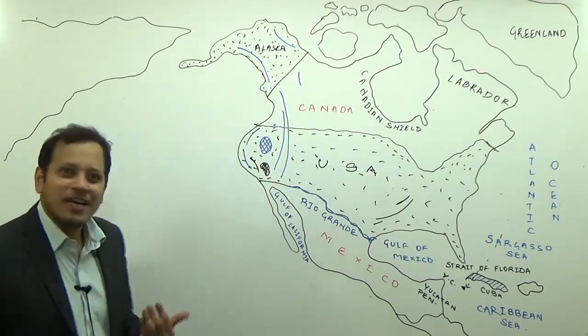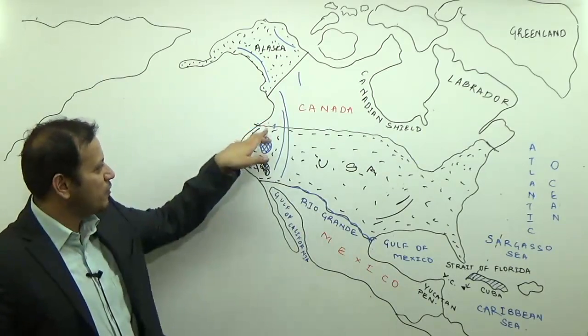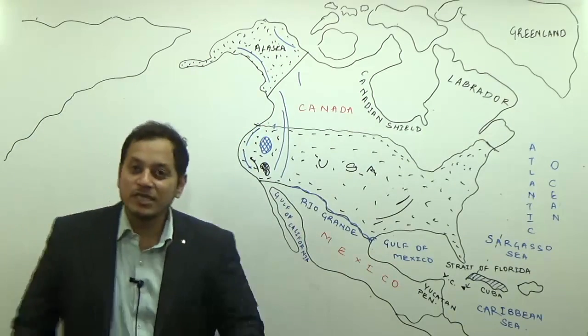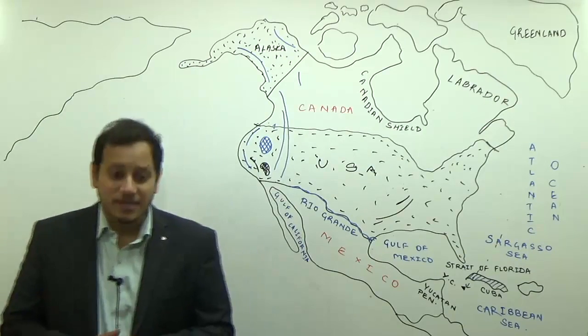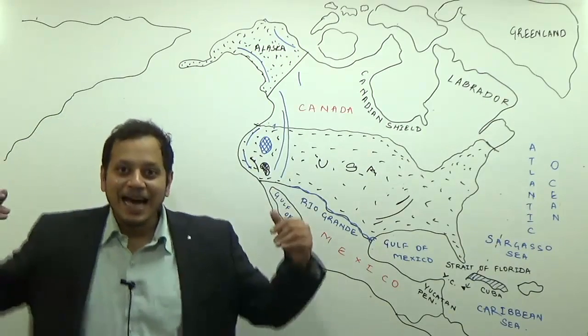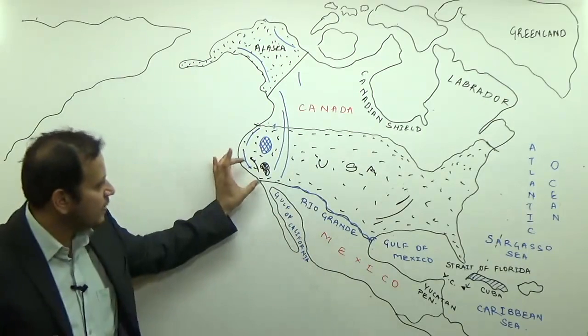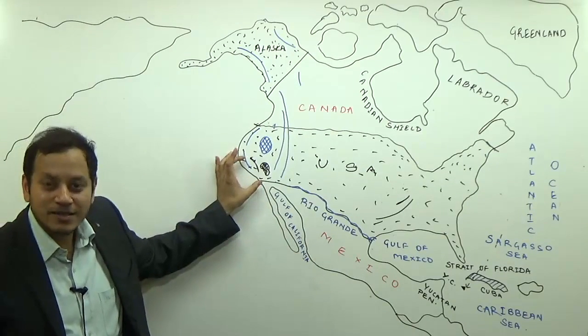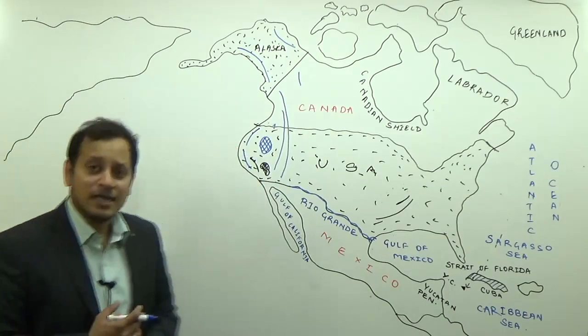So if the question comes, where is Silicon Valley located, in the northern part of USA or in the southern part of USA? What is your answer? Silicon Valley is located in California. California is the southern part of USA.